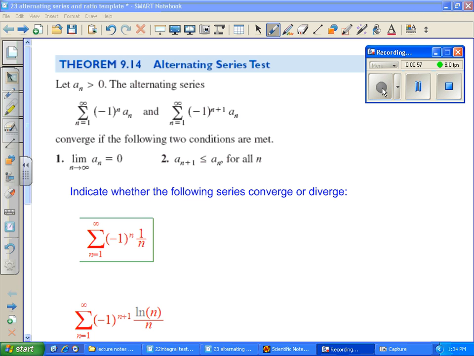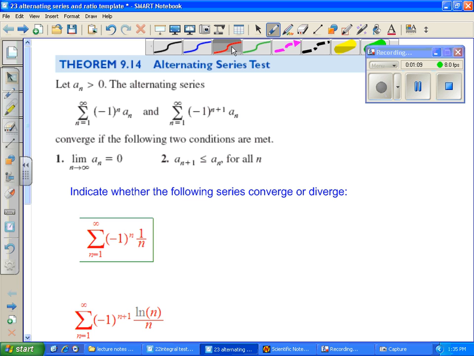The second condition is almost redundant. Because if you think about it, it says that a sub n plus 1 should be less than a sub n. That means the terms of the sequence should be decreasing. But 99.9% of the time, if a sequence is going towards 0, the terms are decreasing anyway. So usually I almost ignore the second condition. I usually assume if the limit is going to 0, it's decreasing anyway.